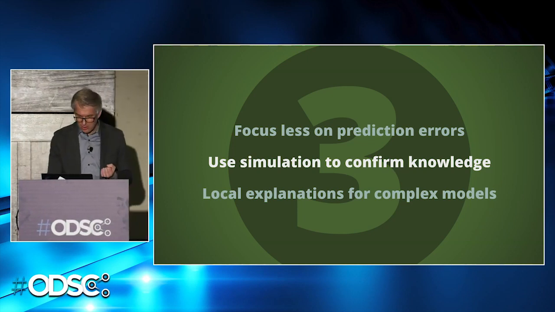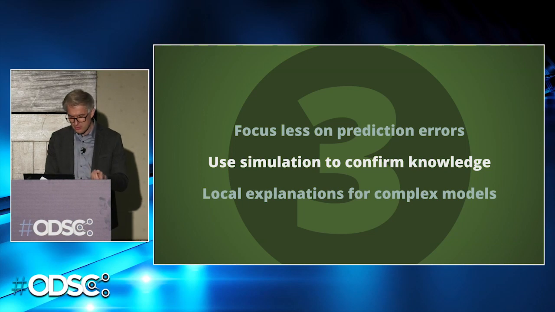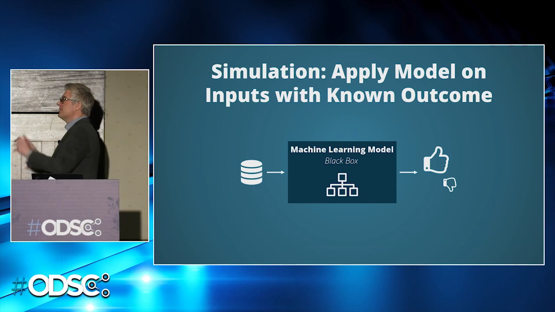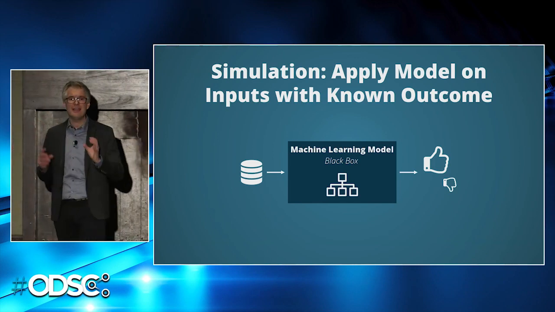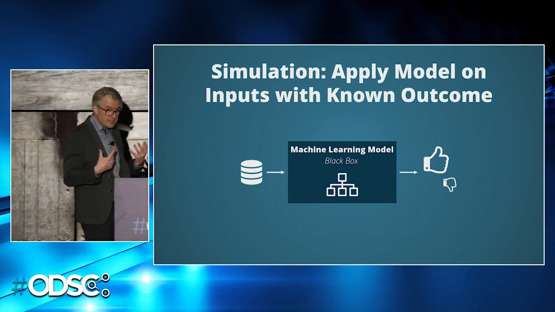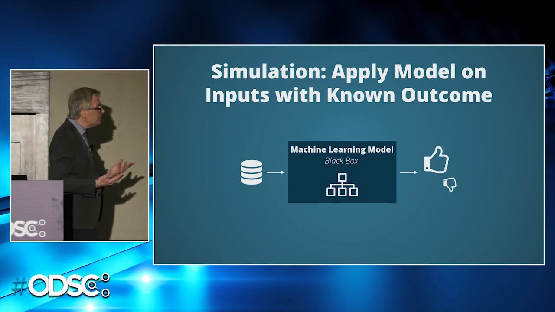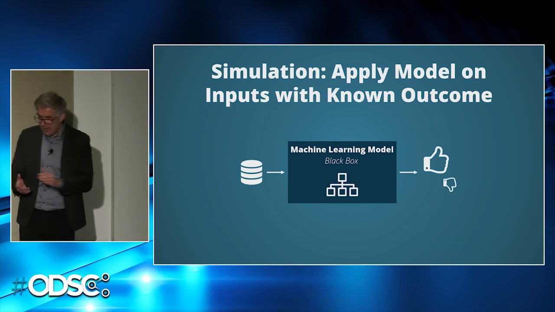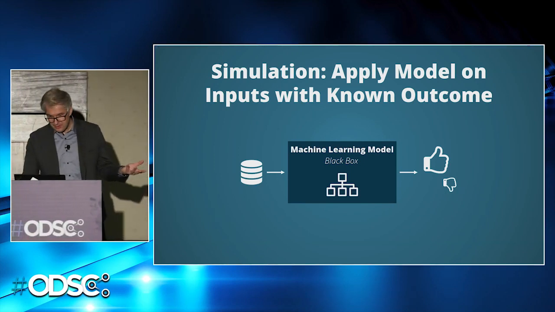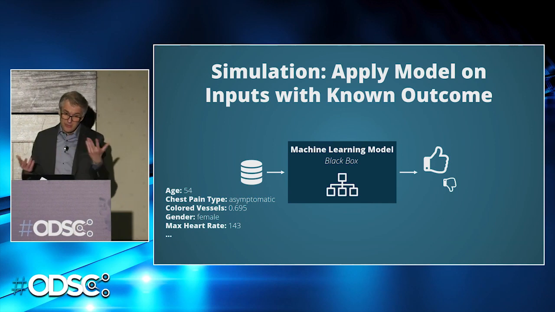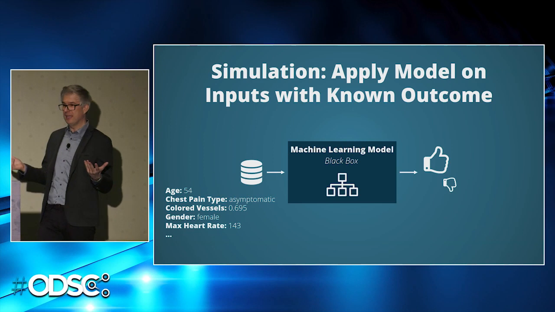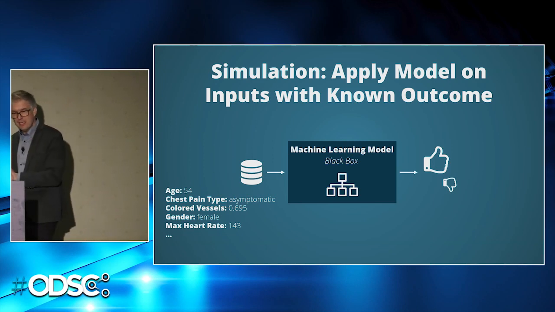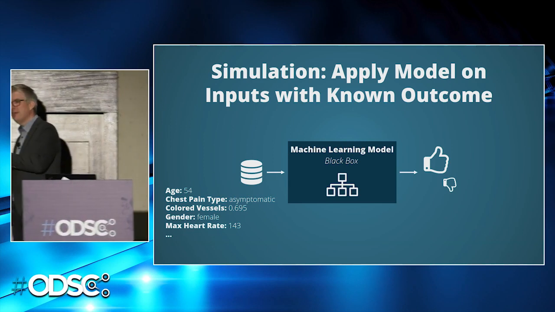I love this. I always did, and it's one of my favorite little tools here. So what do I mean here? Even if my machine learning models behave like a black box, get some input, I get some output, there's one thing I can do. I'm not a doctor, but I have a friend who is. So I could go to her and ask her, look, I have a patient, let's say 54-year-old woman. She unfortunately suffers from asymptomatic chest pain type, has a colored vessel level of 0.695, whatever that means, and a maximum heart rate of 143 and so on.